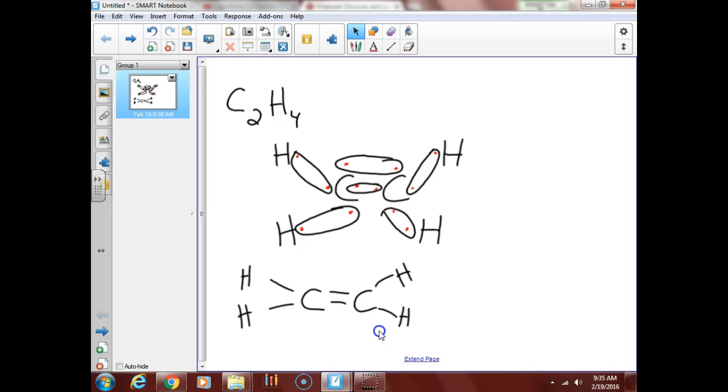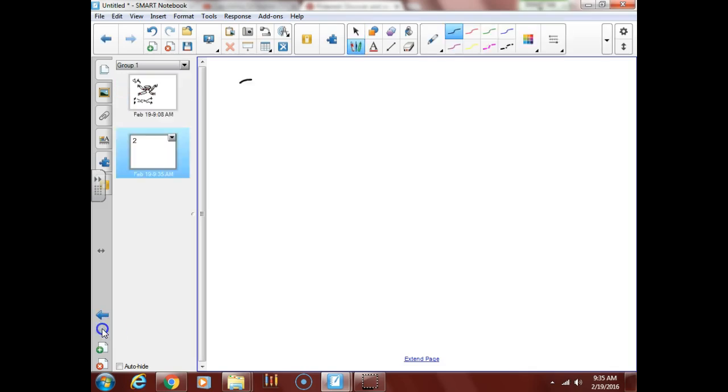All right, let's do another one. Another one that has a double bond. Let's look at oxygen. Now, oxygen is one of those diatomic molecules. It's part of the Brinkelhoff elements.